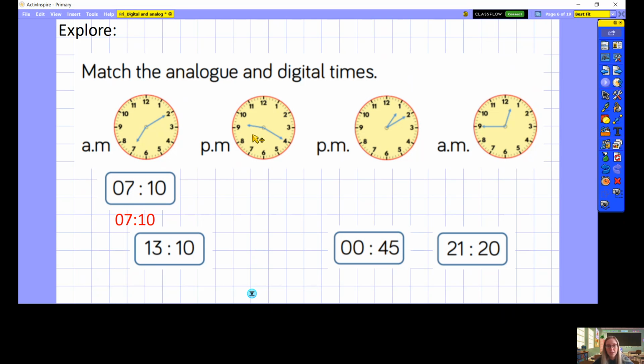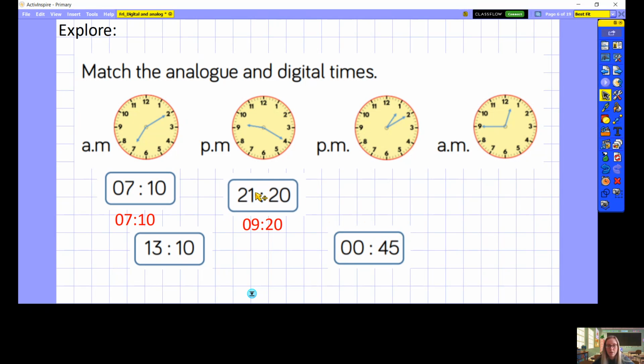The next clock: the hour hand is just after the 9, and the minute hand is on the 4, so that would be 5, 10, 15, 20. I'm going to write this down as I go along: the hour is 9 and the minutes are 20. So the time is 9:20. Now I don't see 9:20 at the bottom, so I need to find out what the converted 24-hour time is. I add 12 to the hours, if you remember. So 9 add 12 is 21. So I do see 21:20. So 9:20 written as a 24-hour time would be 21:20.